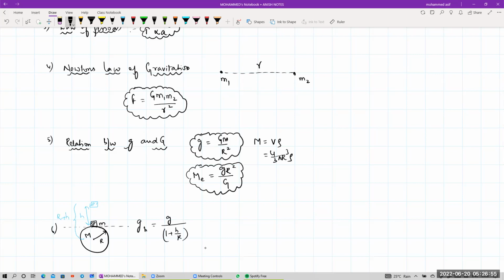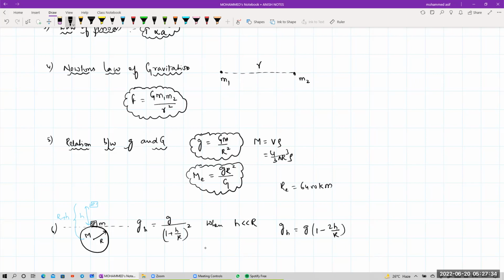So in that case, g at a certain height is given by the formula g divided by 1 plus H by R, whole square. This is applicable for any height. When H is much, much lesser than R, the radius of the Earth is 6,400 kilometers. Taking a height like 30 kilometers, 40 kilometers, 100 kilometers is very less compared to 6,400 kilometers. So in that case, g at a certain height will be equal to g into 1 minus 2H divided by R.